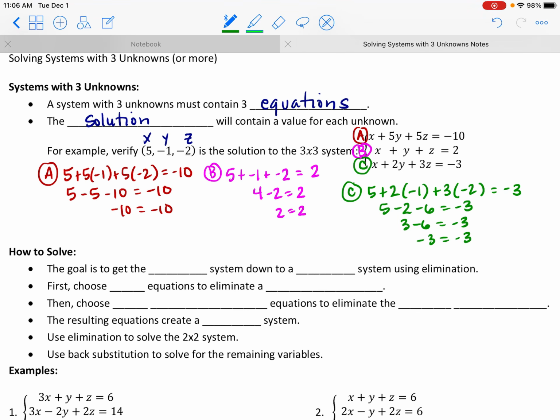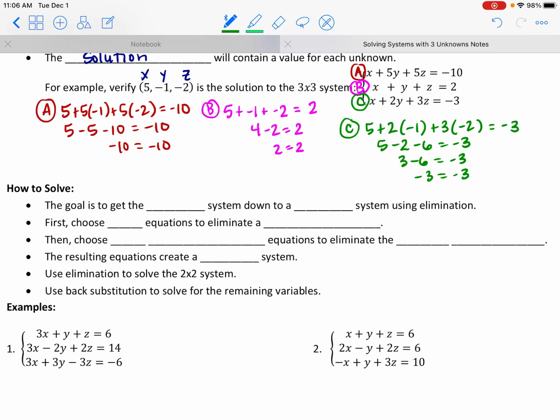So when you plug each of the variables into each of the equations and the resulting statements are all true, you have to have the solution to your system. Okay? So how do we solve a 3 by 3 system? So given a solution, verifying, no big deal. But how do we start with the system and figure out what that solution is supposed to be?